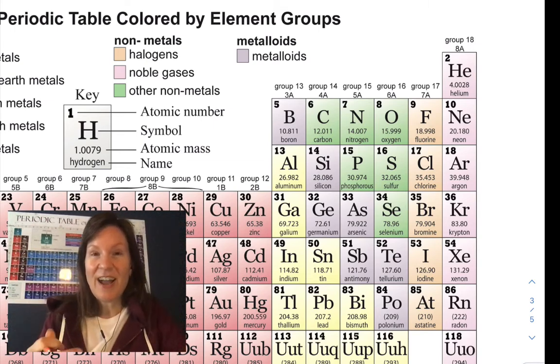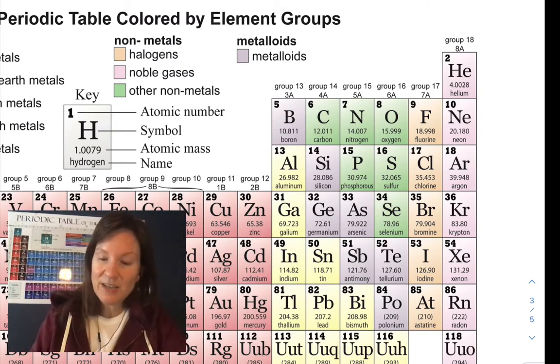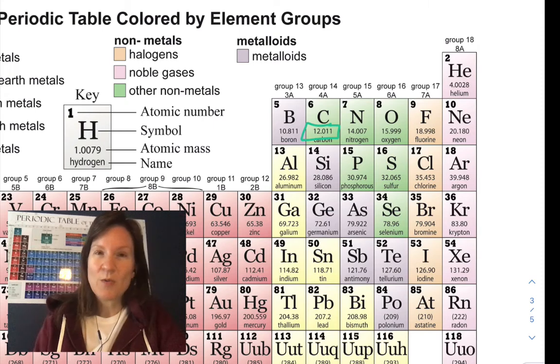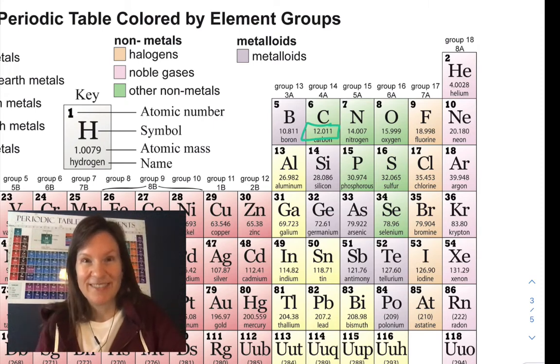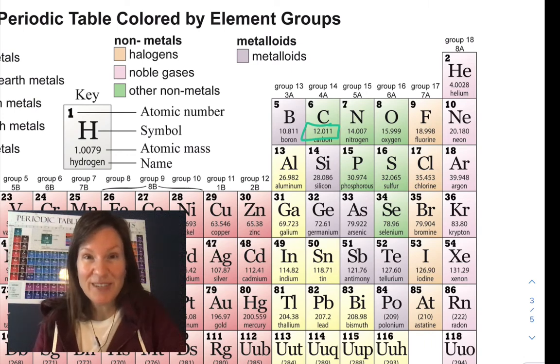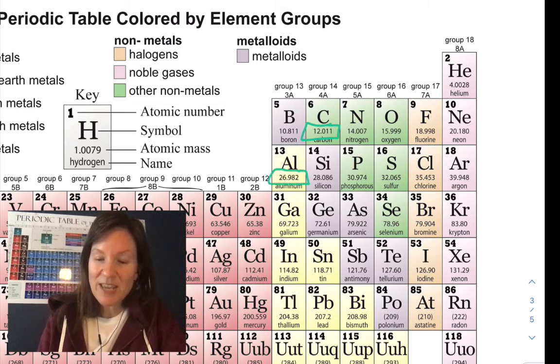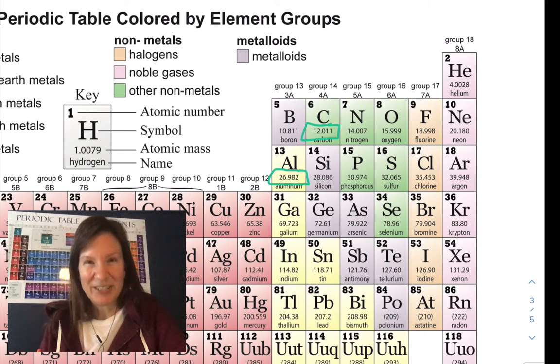So if I have a whole mole of carbon, that material will mass out to be 12.011 grams of carbon. And if I have a whole mole of aluminum, so a chemical dozen of aluminum atoms, and I put them on a scale, they would mass out to be 26.982.